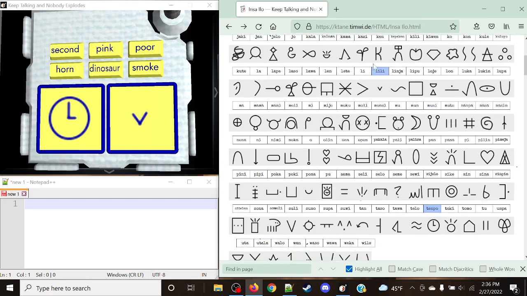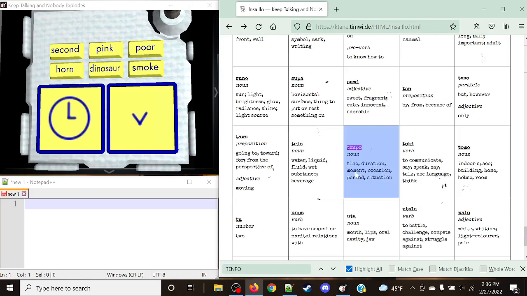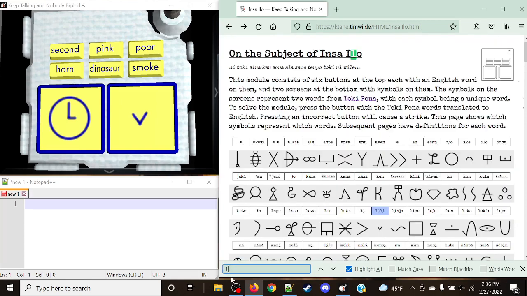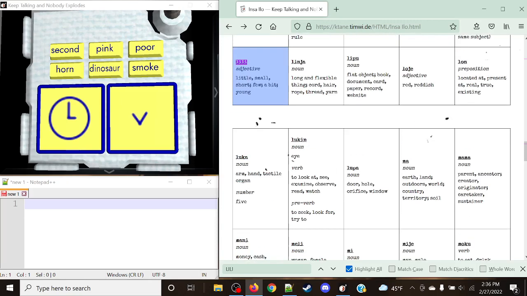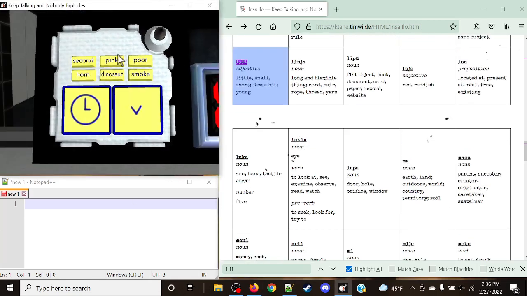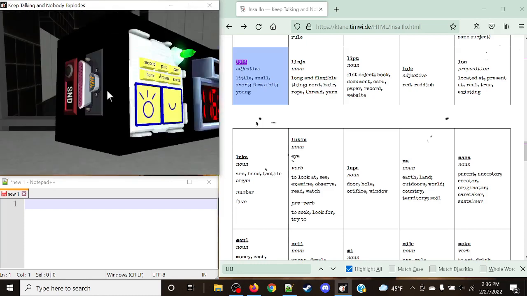So let's try and find what both these two words mean and see what we can do with this. Tenpo, as we had beforehand, corresponds to time, duration, moment, occasion, period, and situation. And lili, which is L-I-L-I, corresponds to little, small, short, few, a bit, young. So we're looking for potentially a little time, which immediately I can see up at the top left here, we have second. Second is a small amount of time, which in this case would be our answer. And just like that is a solved module.